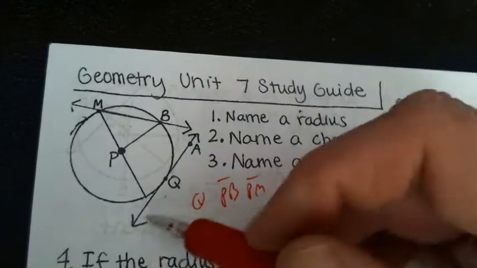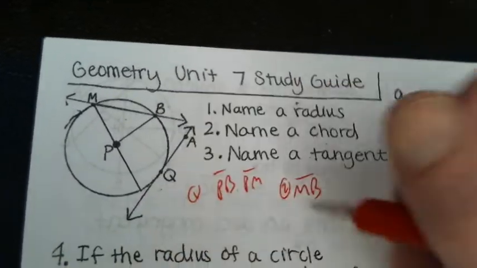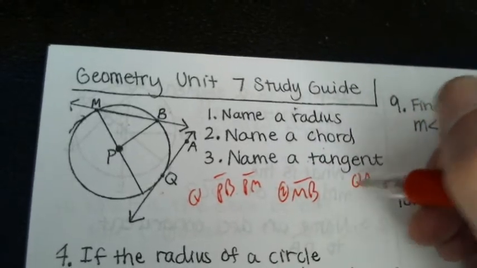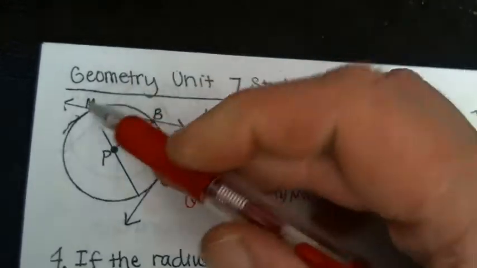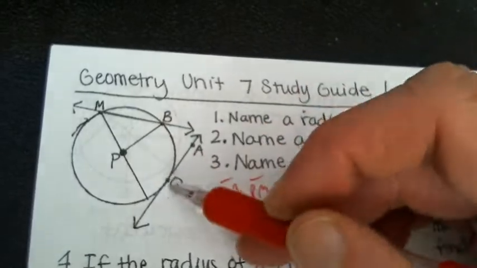Naming a tangent. QA is tangent to the circle. MB is not tangent to the circle.